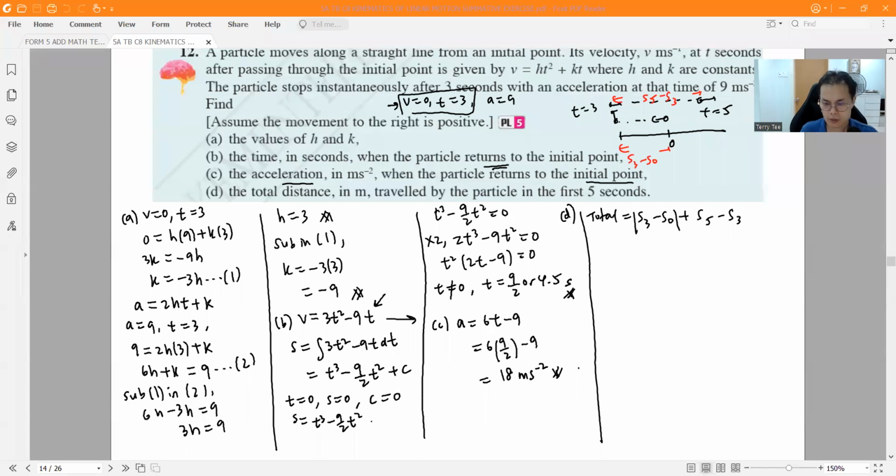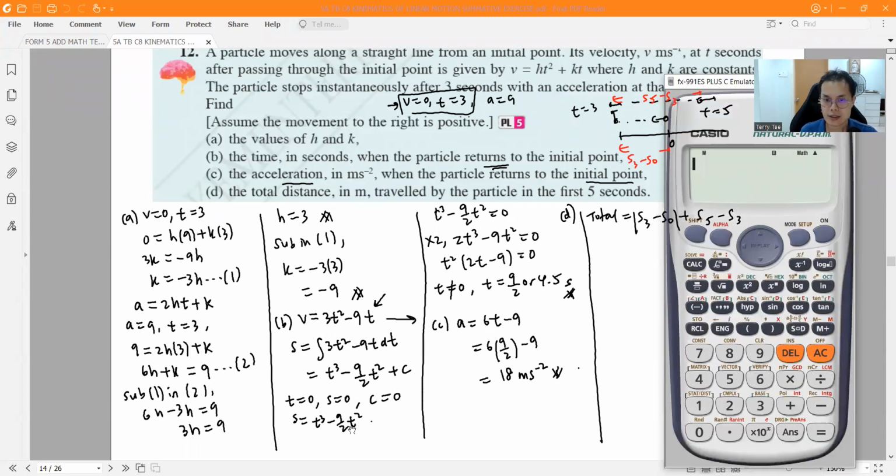Okay, I'm going to use my calculator here. Let's key in this function, alpha x cubed, right? And then minus 9 over 2 alpha x squared. Press calculate, pick your S3. Maybe I write down my S3 here. S3 is negative 27 over 2. 27 over 2 is 13.5. Then I calculate my S5. S5 is 12.5. You can write S5 as 12.5.